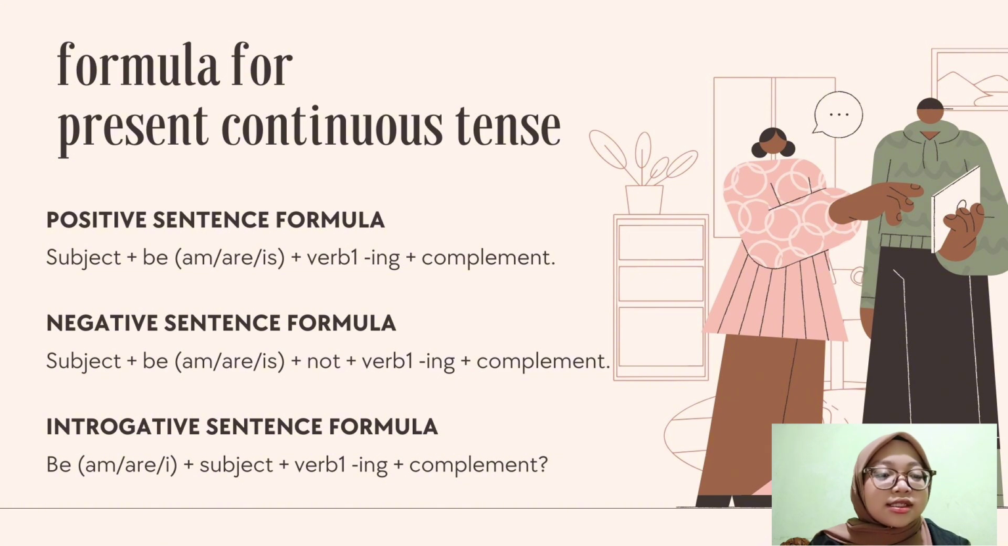The present continuous tense has three formulas. The first one is the positive or affirmative sentence, which follows the general formula mentioned before. So it's subject plus be (am, are, is) plus verb 1 with -ing plus complement. The second one is the negative sentence formula, which is subject plus be (am, are, is) plus not plus verb 1 with -ing plus complement. And last is the interrogative sentence formula, which puts be in front of the subject: be (am, are, is) plus subject plus verb 1 with -ing plus complement.